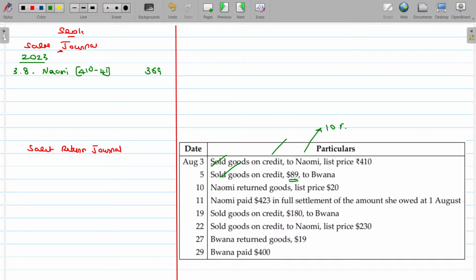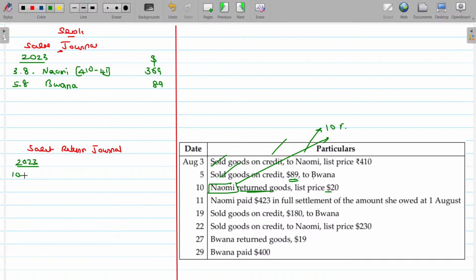Sold goods on credit $89 to Bhuwana on 5th August. Sold to whom? Bhuwana. $89, no trade discount. And Naomi returned goods, list price 20. In Naomi's case, it will always be list price less 10% discount. So this return will be posted in the sales return book 2023.